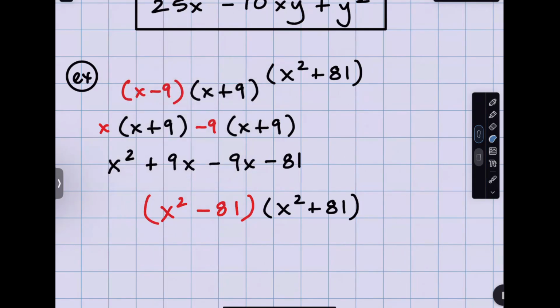Then I take that product, and I go again. Why don't you guys go ahead and finish that? What are these called? Conjugates. Go for it. Finish it up.